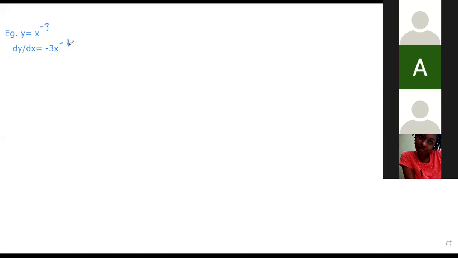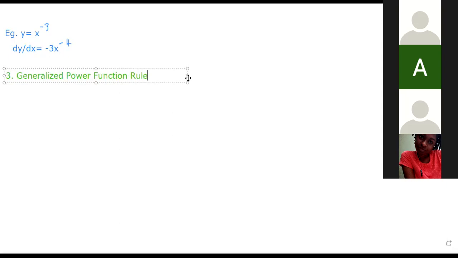So this is the power function rule. Then the last basic rule we look at is the generalized power function rule. That's the third basic rule.